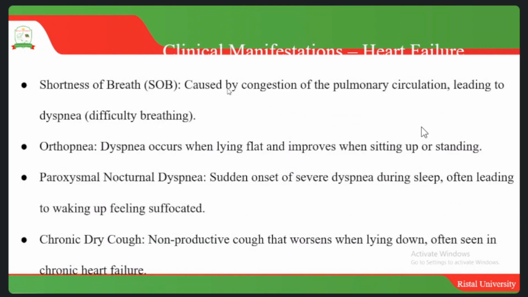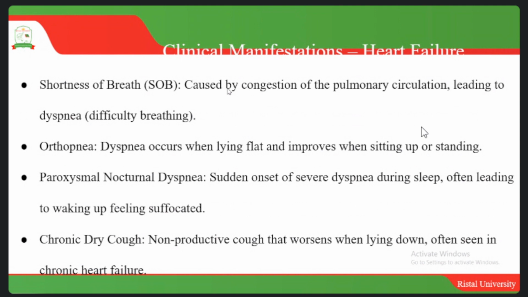Then shortness of breath, this can be due to the congestion of the lungs. It is caused by congestion of the pulmonary circulation, leading to dyspnea, which is difficulty in breathing. So this can make your patient dyspneic. The patient fails to breathe well because the fluid has accumulated in the lungs, and the lungs cannot expand anymore to allow the exchange of oxygen and carbon dioxide. Then also orthopnea, and this is dyspnea that occurs when lying flat and improves when sitting up or standing.